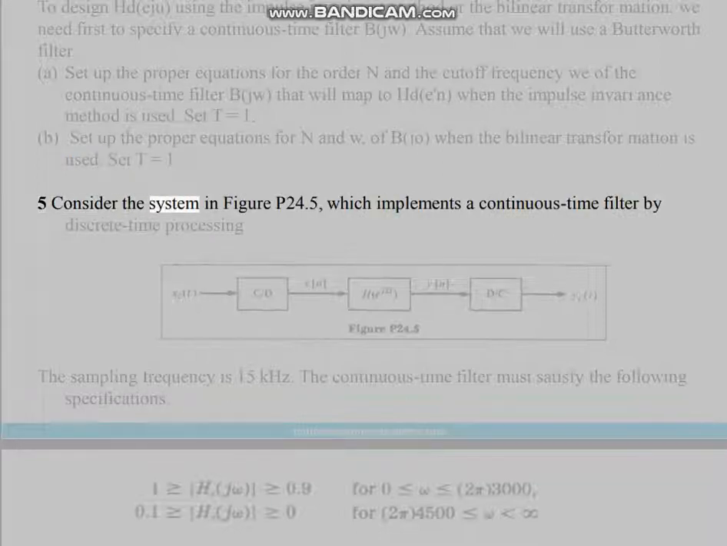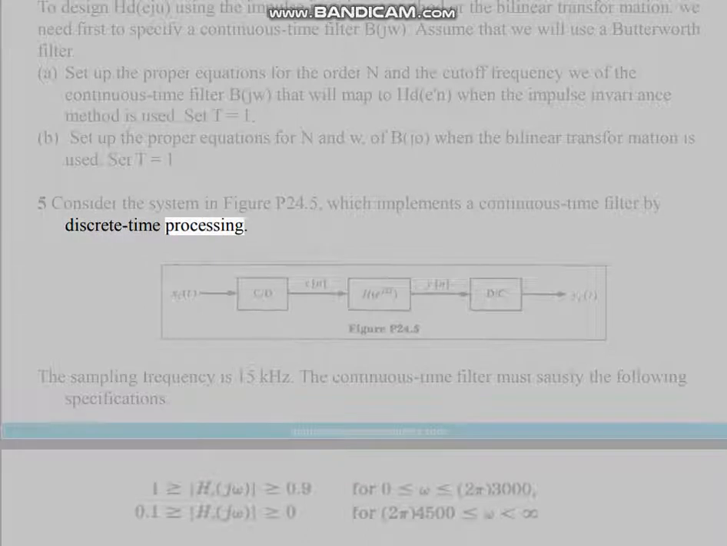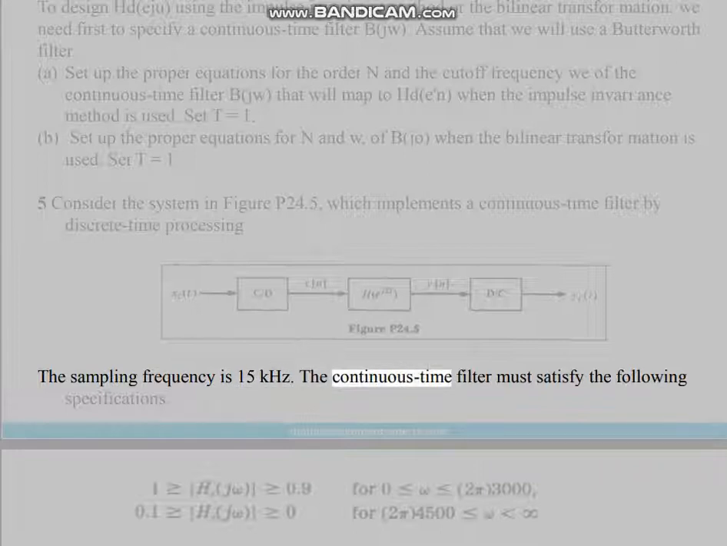5. Consider the system in figure P24.5, which implements a continuous-time filter by discrete-time processing. The sampling frequency is 15 kHz. The continuous-time filter must satisfy the following specifications.